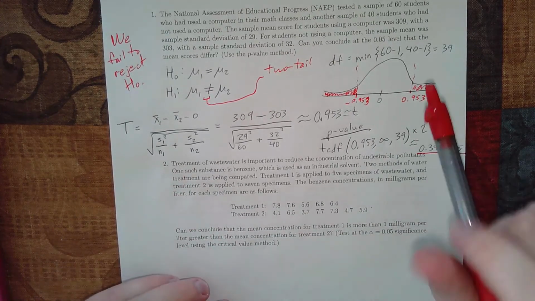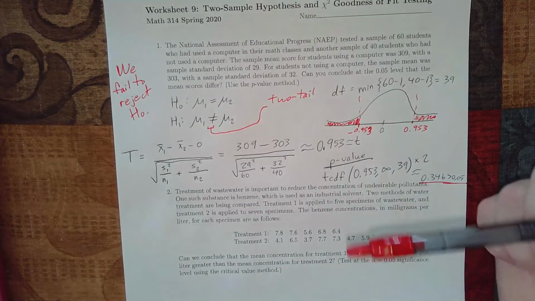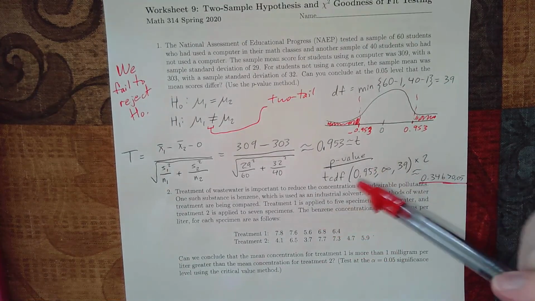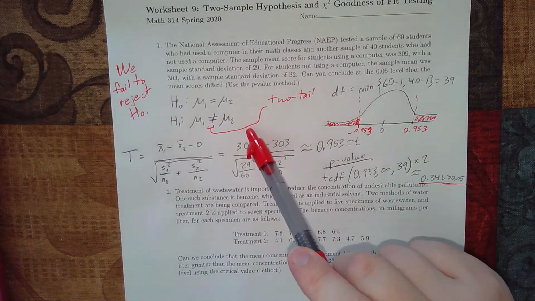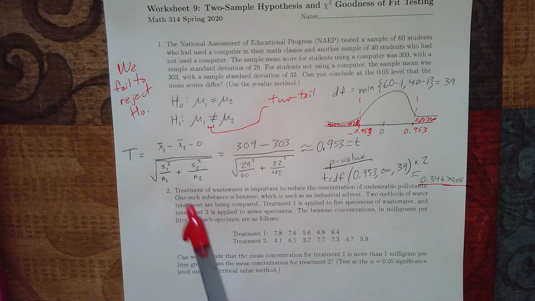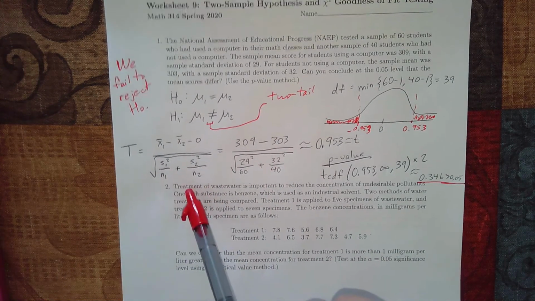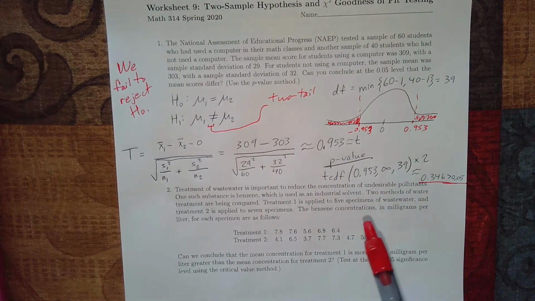Alright, so that was using the p-value method. Again, the only difference between this and one sample is what we called our null and alternative hypotheses, and how we phrased this idea of getting this test statistic. The p-value calculation didn't change.